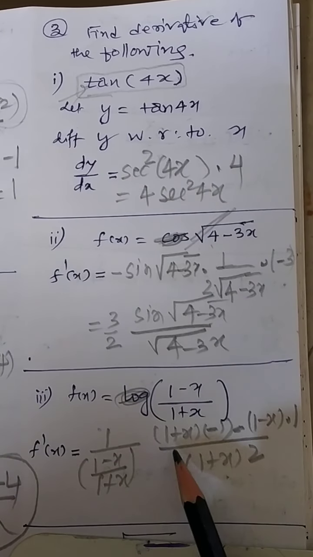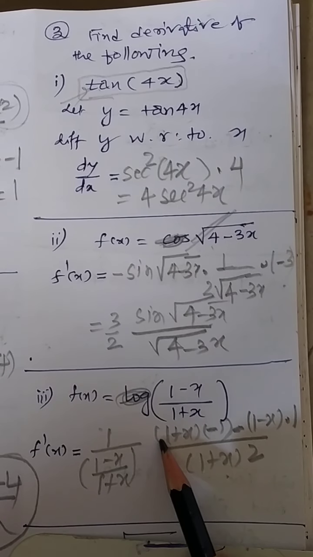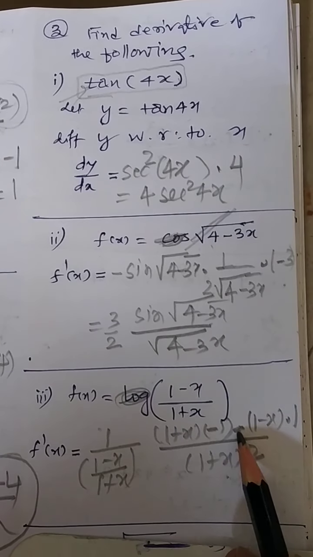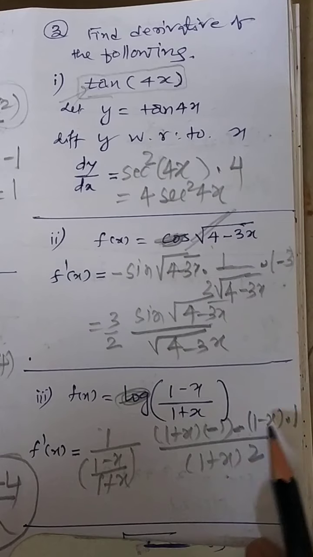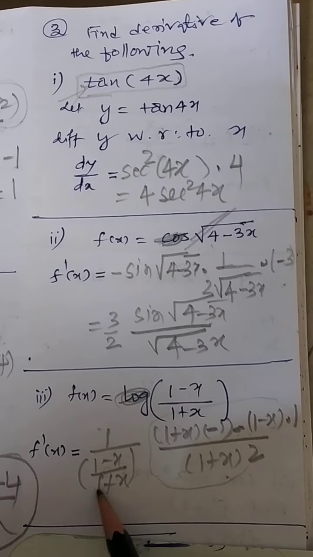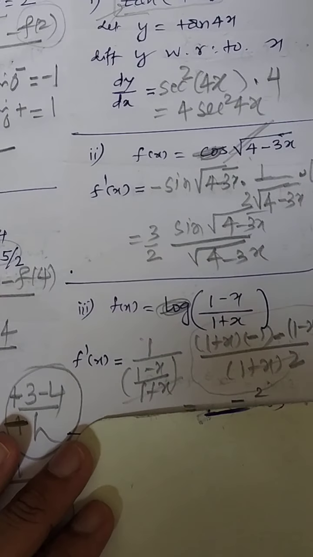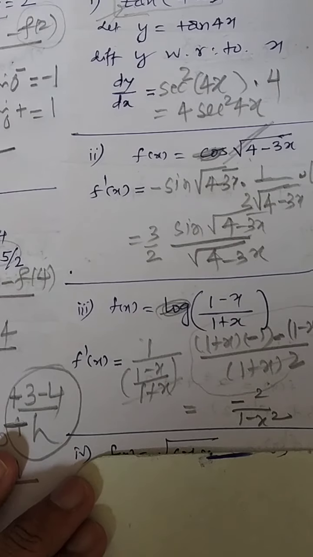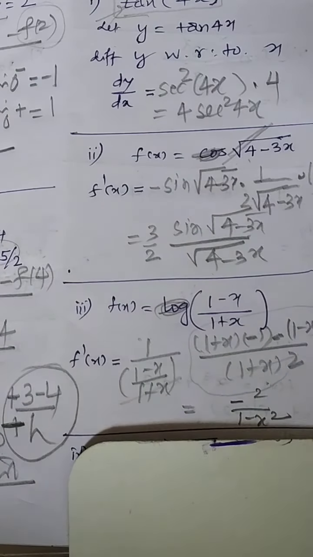What is this explanation? 1. It will be minus 1 minus x. Here 1 plus x. So you just simplify this and cancel this x plus 1 and get the answer. So the answer in that case will be minus 2 upon 1 minus x square.